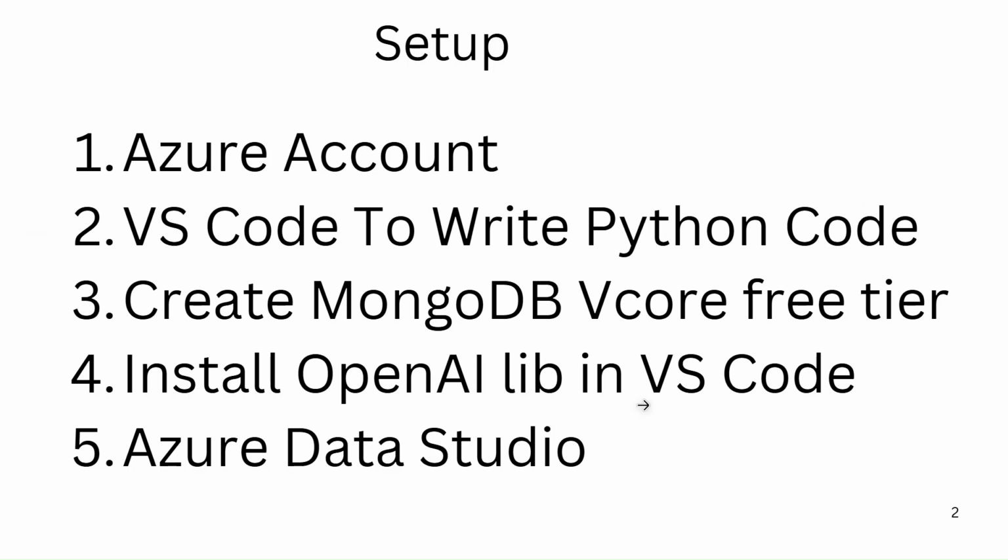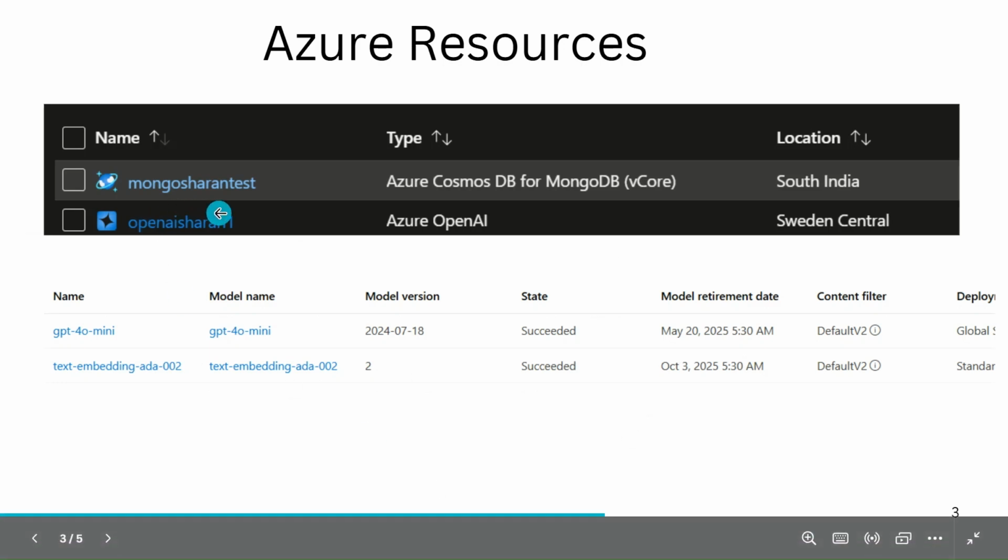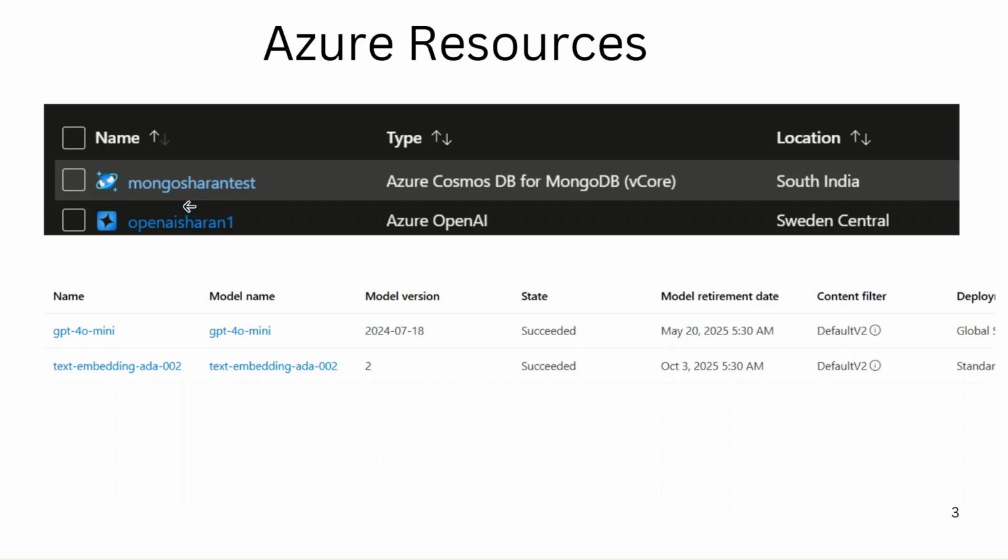Then we need to install the OpenAI library in VS Code. Then we need Azure Data Studio to view the data in MongoDB. So what are all the Azure services we have to create? One, we have to create the MongoDB using Azure Cosmos, where you select vCore. Another one is OpenAI, and within OpenAI you have to have two services deployed: one is GPT-4o mini, another one is text-embedding-ada-002. So these two are mandatorily required, plus we need these two resources.